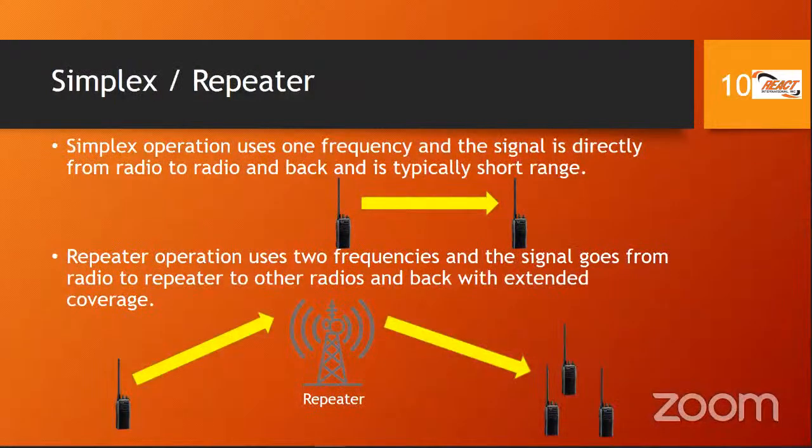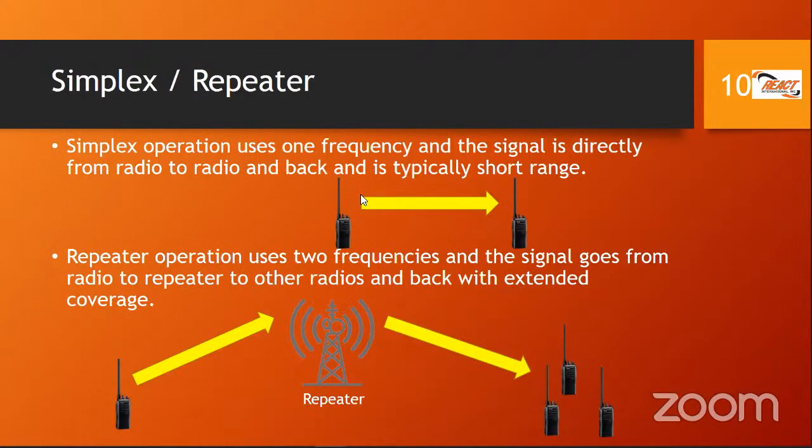So we now come to discuss the difference between simplex, as we have been mentioning earlier, and repeater operation. Simplex operation, for the purpose of our radio communication discussion, really is radio to radio and back type transmission. I'm showing on the screen here one handheld radio, one walkie-talkie, and another one. If I transmit and that signal goes directly to this radio and the person receives the transmission and then they may reply to me on the same frequency and back, that is a form of simplex, or what we call simplex transmission, radio to radio.